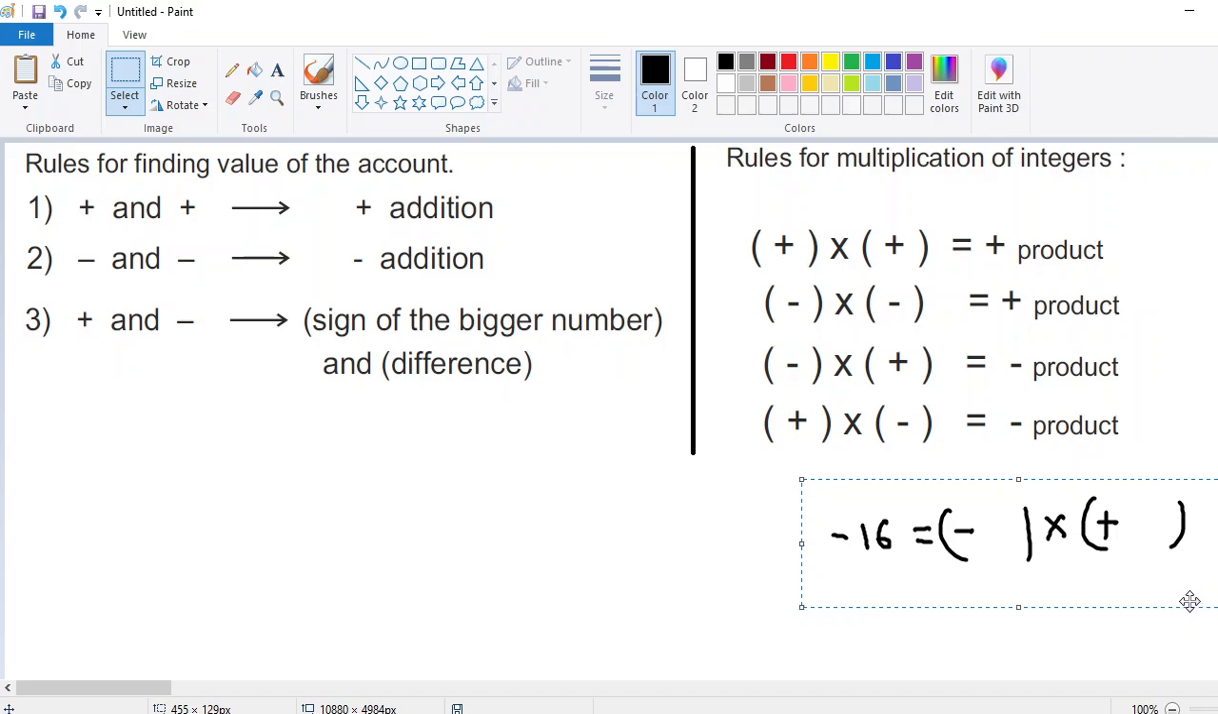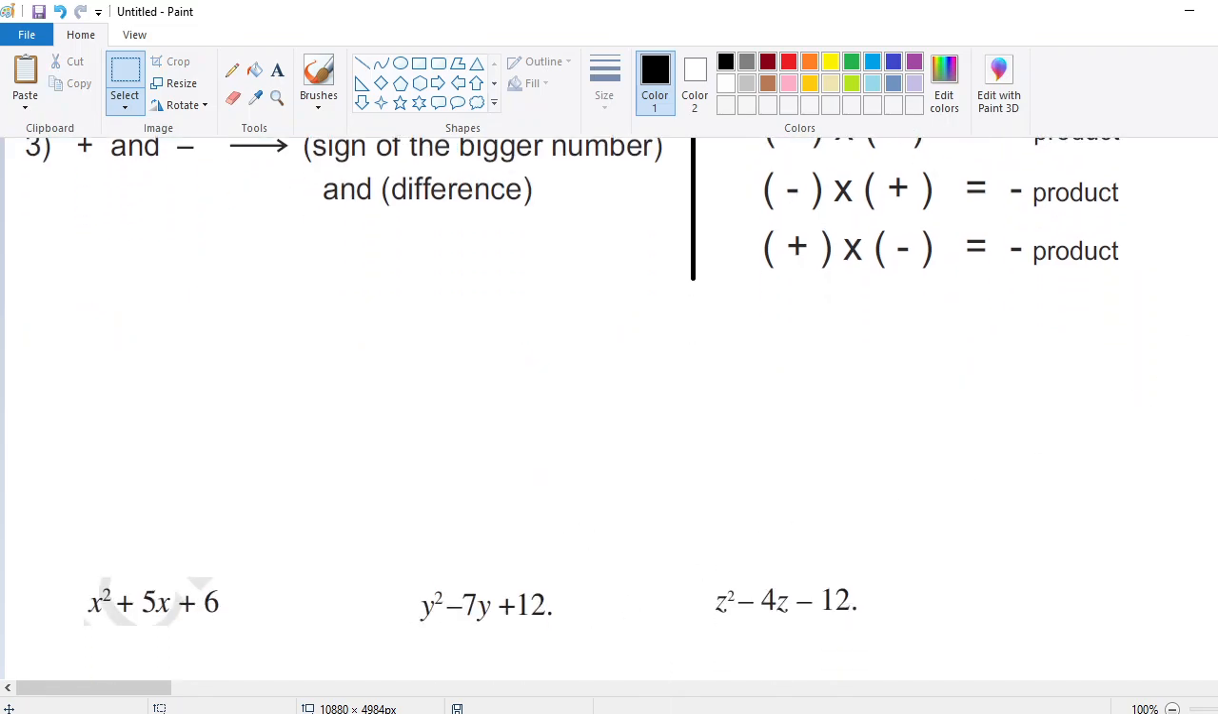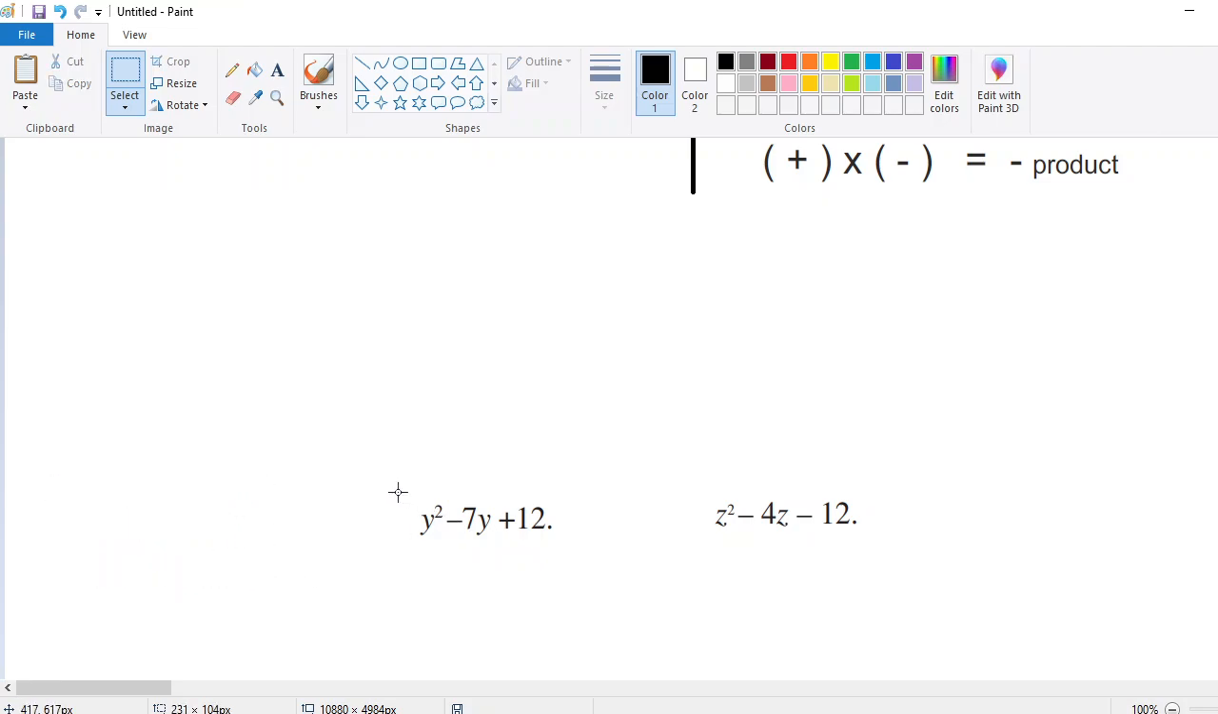Now if such two terms have different signs, then we perform the difference. Now let us try solving one problem. This one we have already solved. Now let us consider this one.